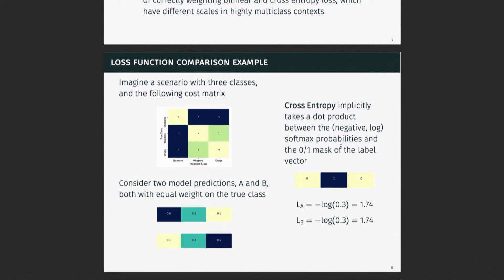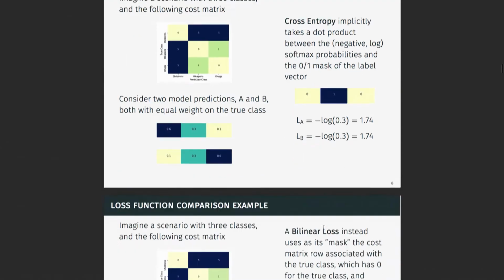So as we mentioned, cross entropy is implicitly taking a dot product between the negative log probabilities and this 0-1 mask that is just your one-hot label. And so, as expected, these have the same loss for both of these predictions.